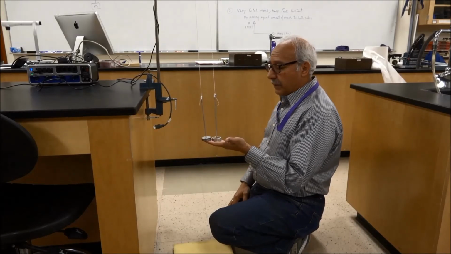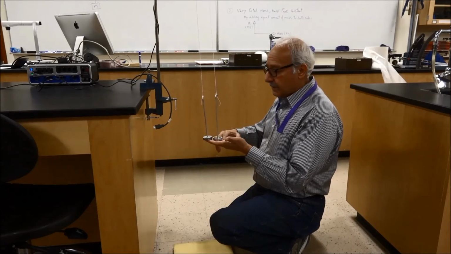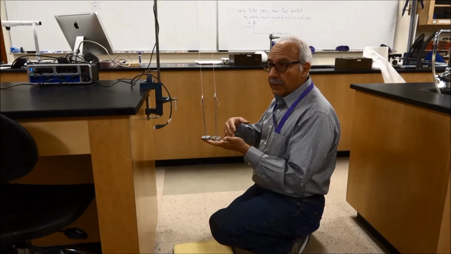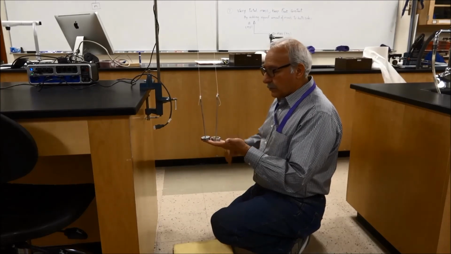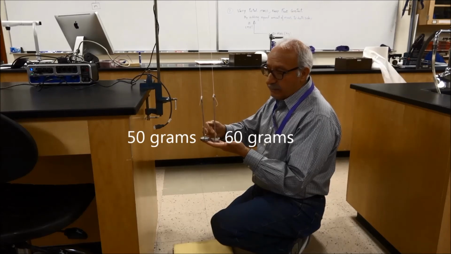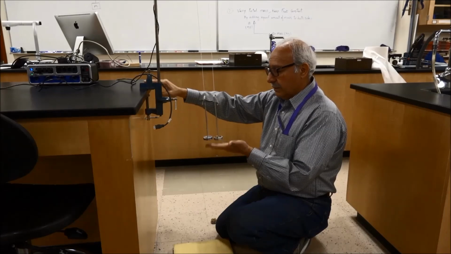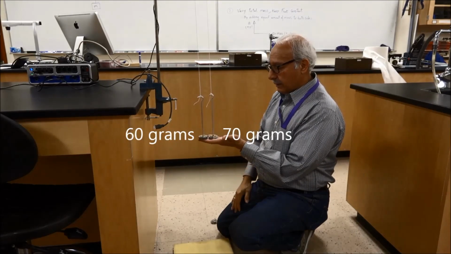So this is the second part, and we are going to vary the total mass of the system, but we keep the net force on one side constant by adding the same mass on both sides. So right now I have 50 gram on this side and 60 gram on this side. So I'm going to let go and make the measurements. So right now I have 60 gram on this side and 70 gram on this side. Ready?